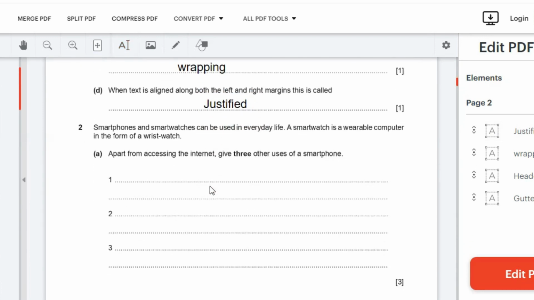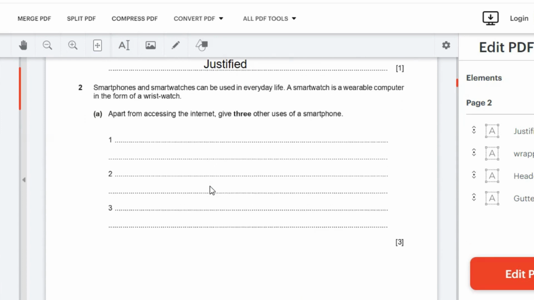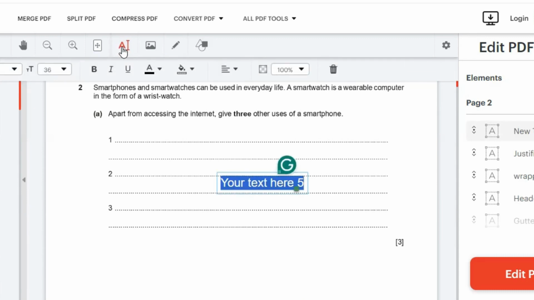Smartphones and smartwatches can be used in everyday life. A smartwatch is a wearable computer in the form of a wristwatch. A. Apart from accessing the internet, give 3 other uses of a smartphone. All right, so apart from accessing the internet, what other things do you use your smartphone for?